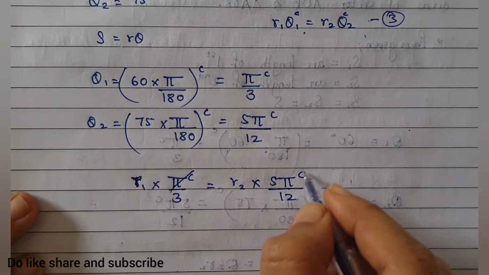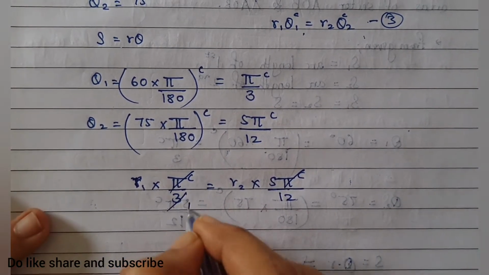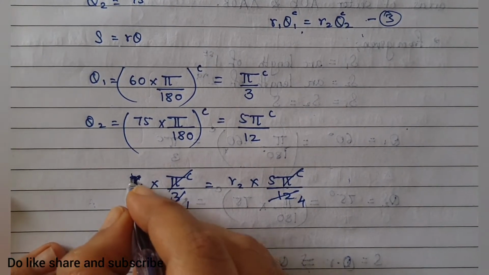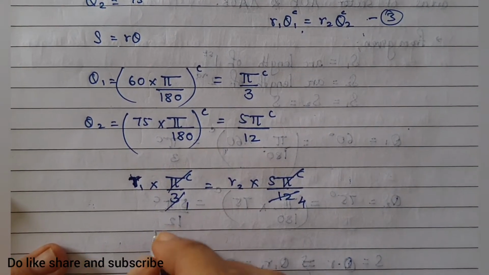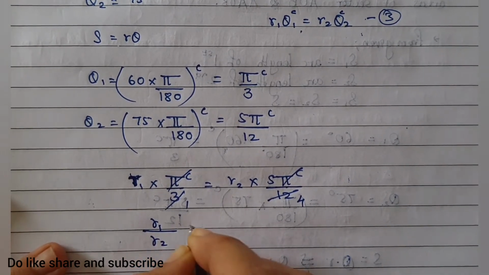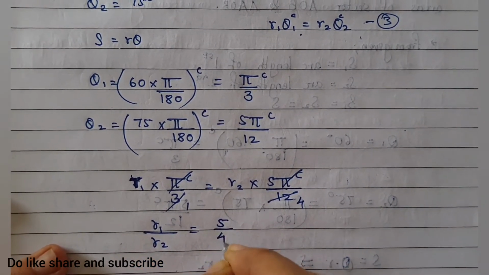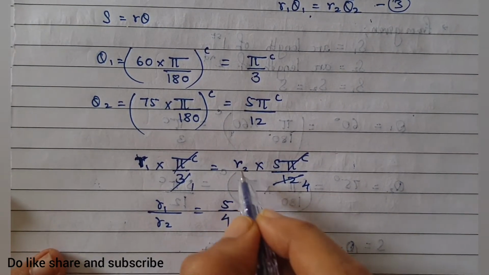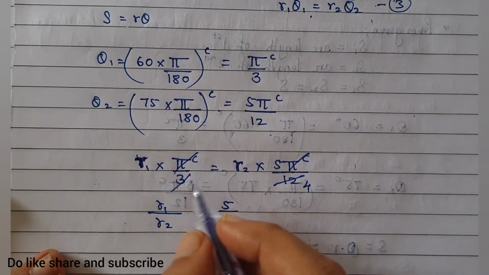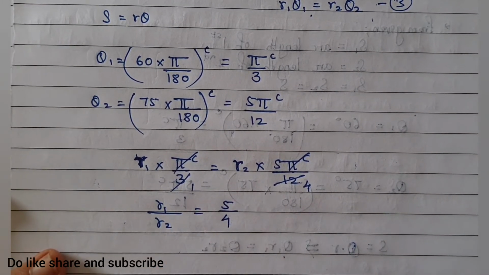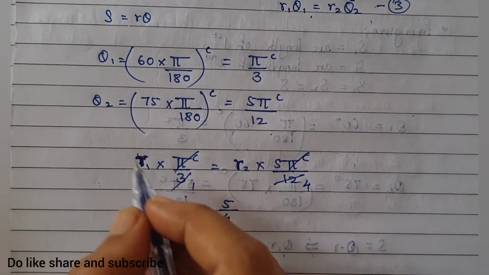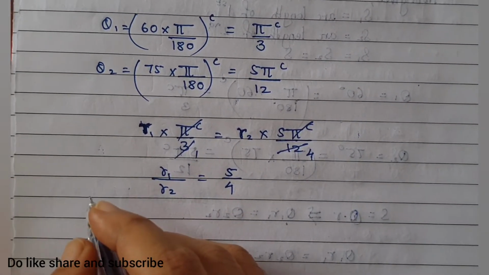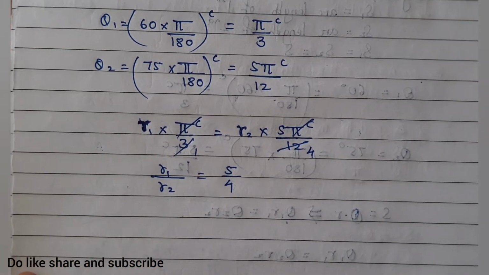So the pi gets cancelled, 3 ones are 3, and 4 fives are 20, leaving 5 and 4. We have to calculate the ratio of radii, that is r1 to r2. So r1 to r2 is equal to 5 by 4, as here 5 and 4 are remaining. When this r2 is shifted to the LHS, it gets divided by the r1 term. Now we'll move ahead with another question.